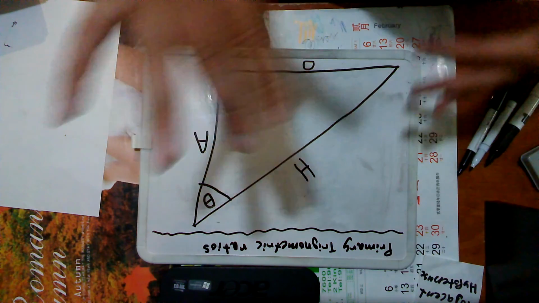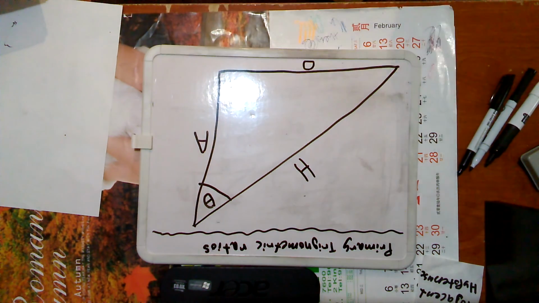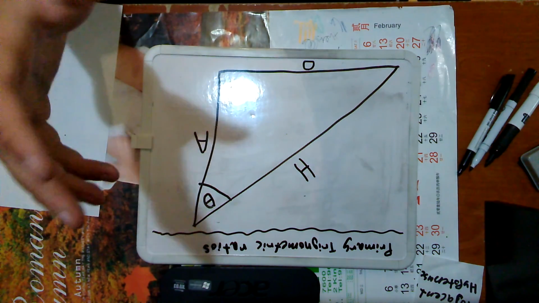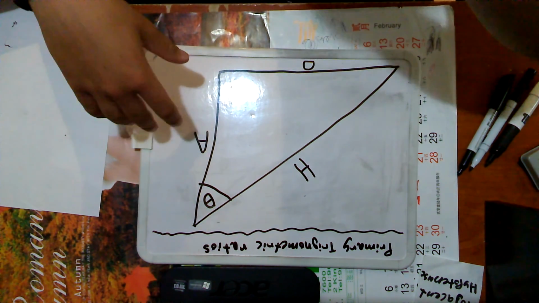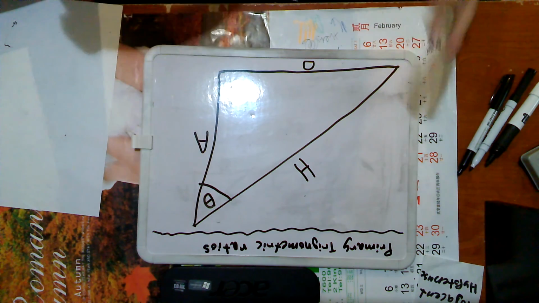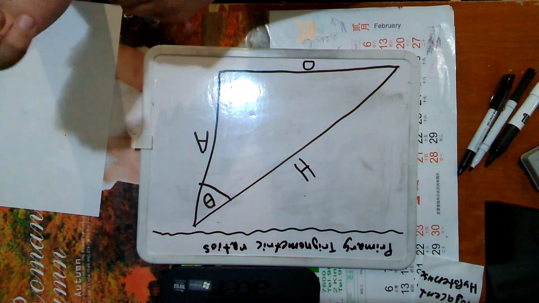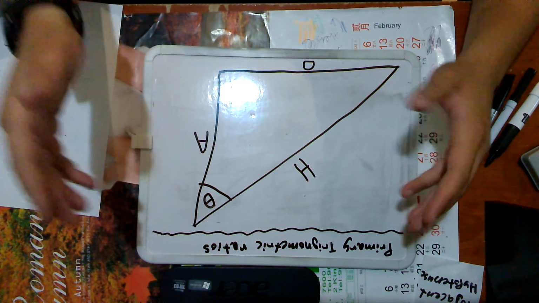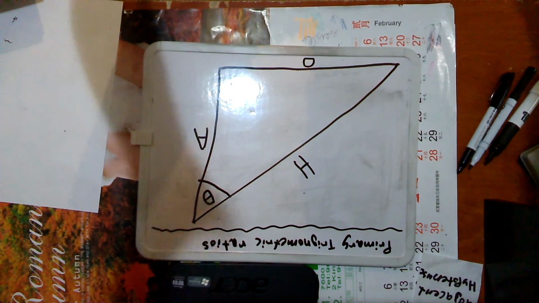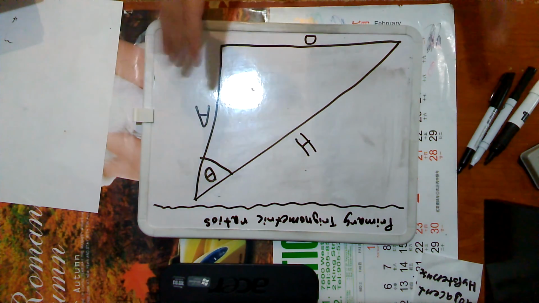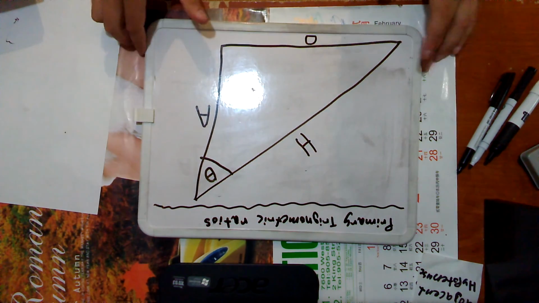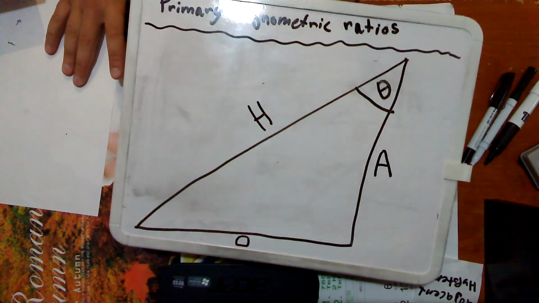I'm going to do a mix and match of certain subjects and certain grades. For example, today I'm starting grade 10. Tomorrow I might start grade 11 or 9, wherever I think of it. So today we're going to start with this topic: primary trigonometric ratios. I already drew my triangle right here.